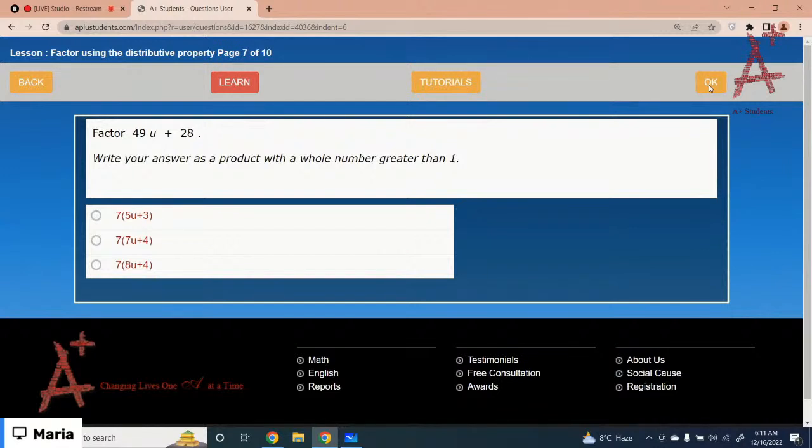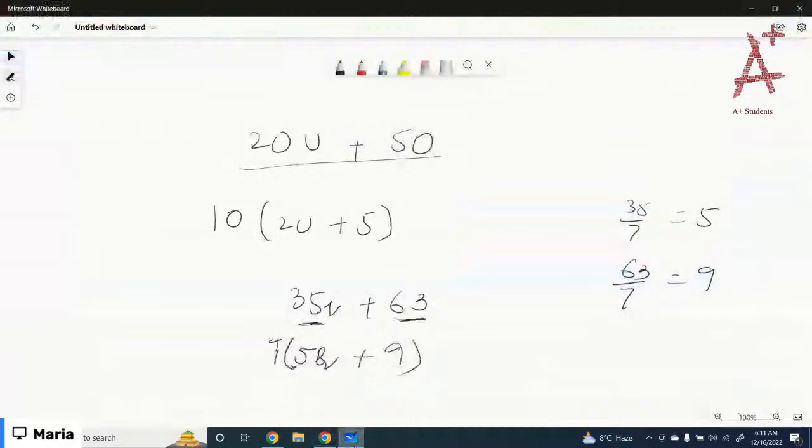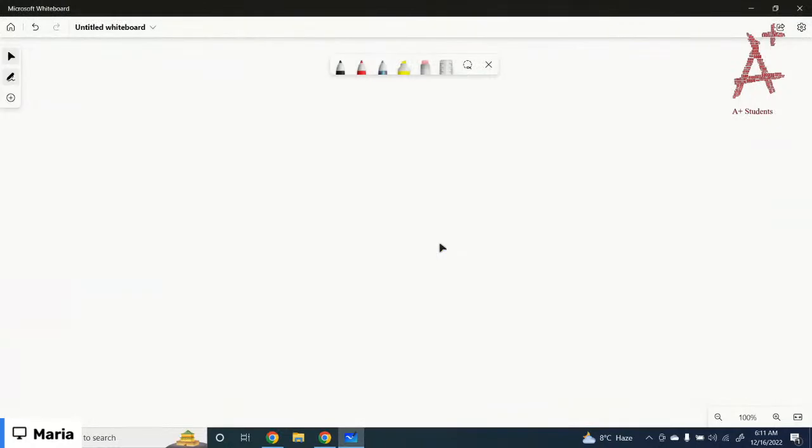Okay, the next one is 49u plus 28. Which of the options is the correct one? Which is the greatest common factor for both the numbers 49 and 28? 7 is the greatest common factor. Got it? 7 times 7 is 49. 7 times 4 is 28. So that would be 7 times 7u plus 4. Very good. So just select the correct option, then click on the OK button.